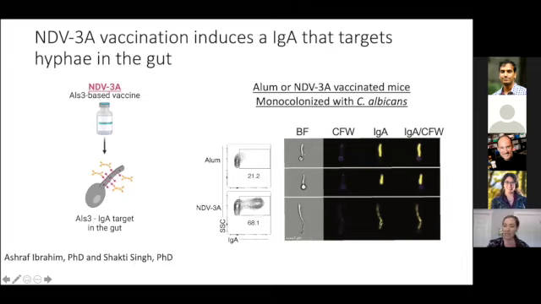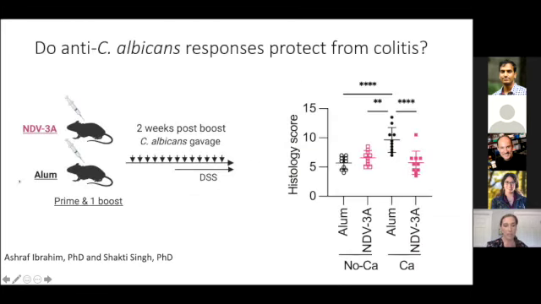And imaging flow cytometry revealed that this IgA response was restricted to Candida hyphae. So we thought this was a really useful model to determine what impact hyphal-specific antibody responses had on intestinal colitis. Using the same vaccination strategy, we carried out a similar DSS experiment with and without Candida treatment. And we're excited to find that mice vaccinated with NDV3A were protected from the Candida-associated intestinal damage that occurs during DSS colitis.